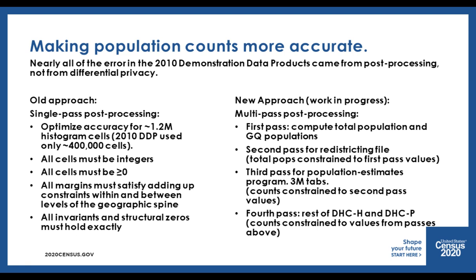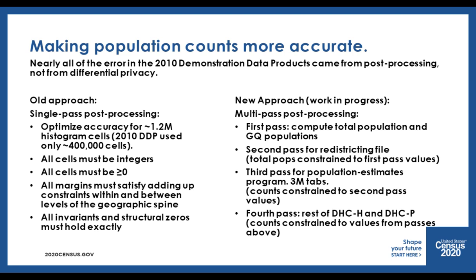The other promising solution that we're developing is to switch to a multi-phase approach to post-processing. The biggest distortions we saw in the demonstration products occurred because the DAS has trouble dealing with large numbers of empty cells in the histogram. That is, at the block level, you're not going to have people that represent every possible combination of every possible attribute. So the tally for that combination would be 0.